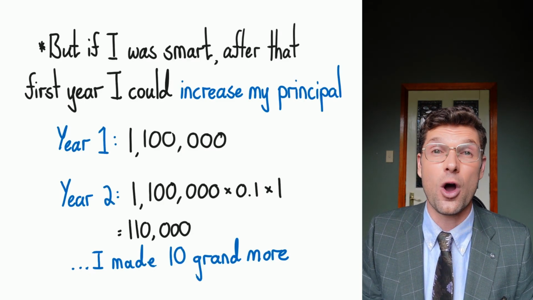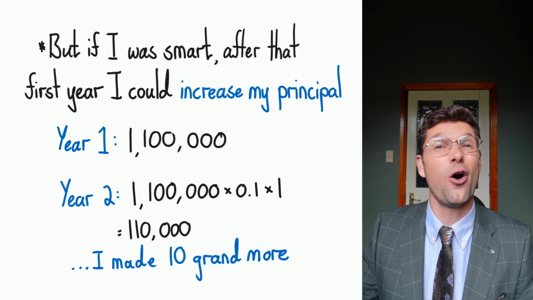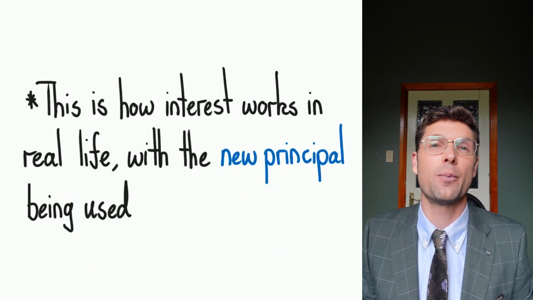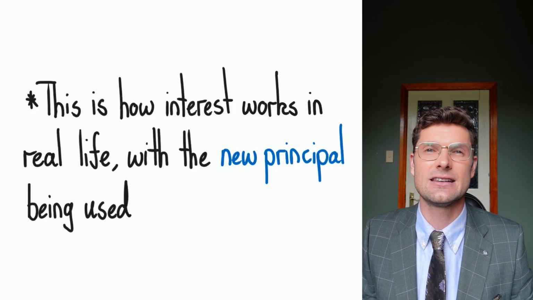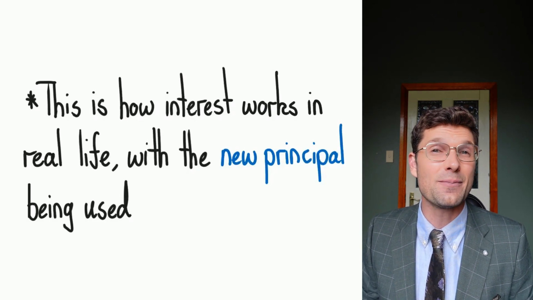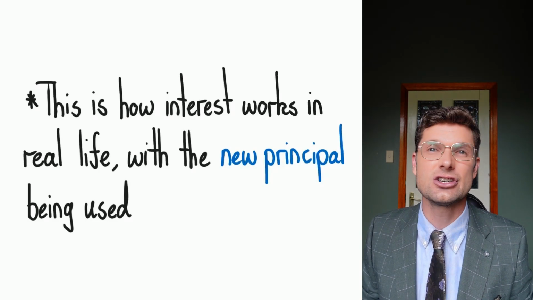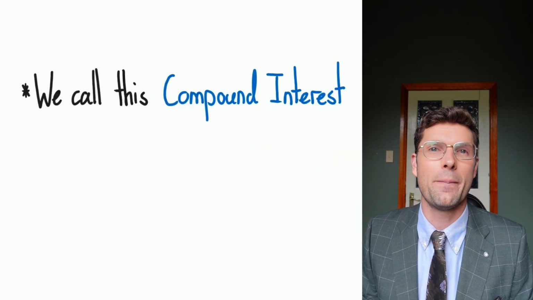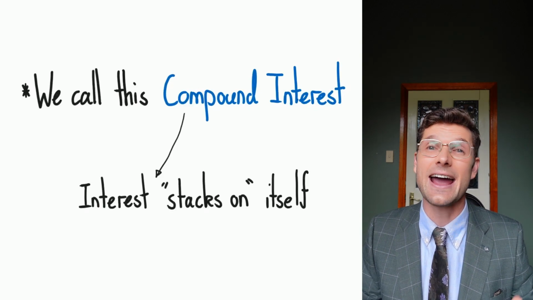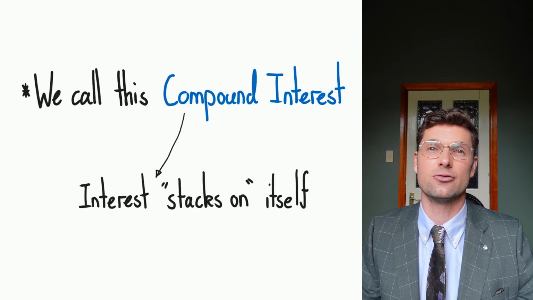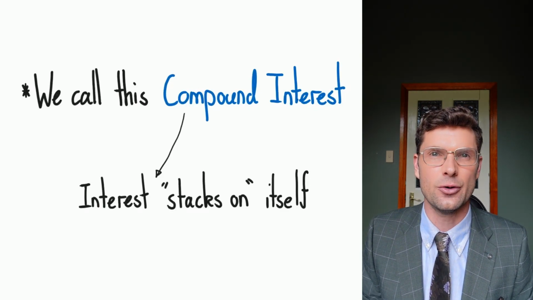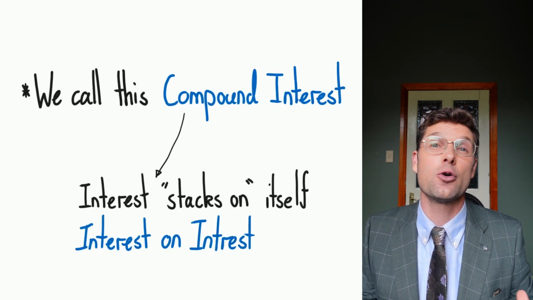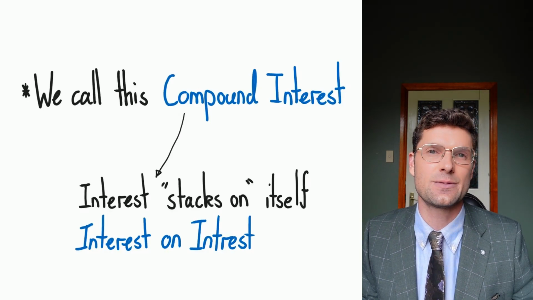So the reason that this works is that I'm earning interest on the interest that I made last year. So this is how interest works in the real world, with the principal being updated every single time you get paid out. So that means that the simple interest formula is just not going to cut it for us moving forward. So this is the definition of compound interest. The interest kind of stacks on top of each other every single time with an updated principal. What we're earning is interest on our interest. So we've got to account for this for the next pay cycle.